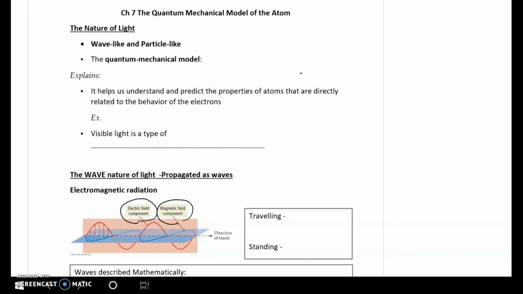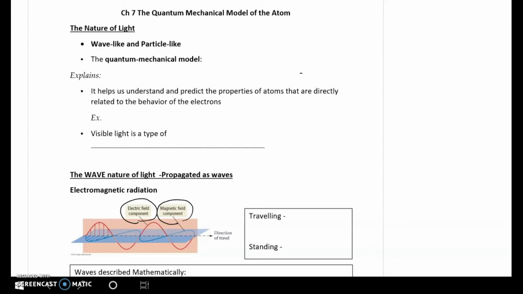Class, now we are on Module 7. In Module 7, we are going to focus on Chapter 7, and we're going to be learning about the quantum mechanical model of the atom. Before we can get to the quantum mechanics portion, we need to review light, and specifically the nature of light. Now, light can have both wave-like and particle-like properties.